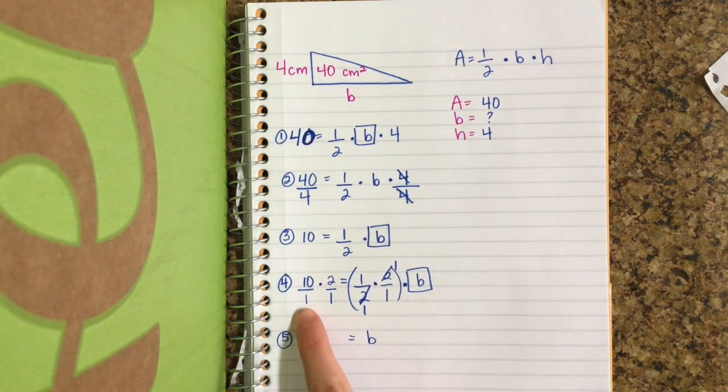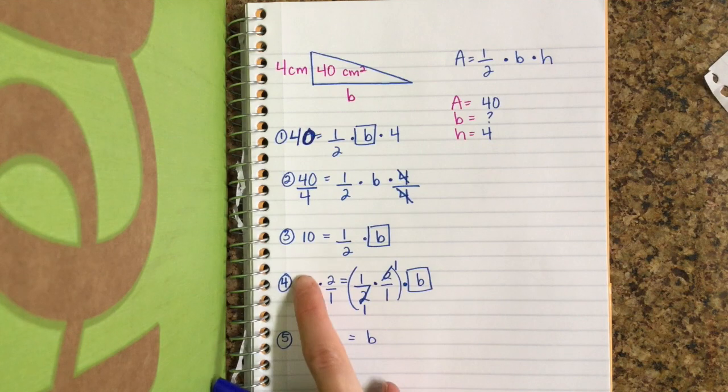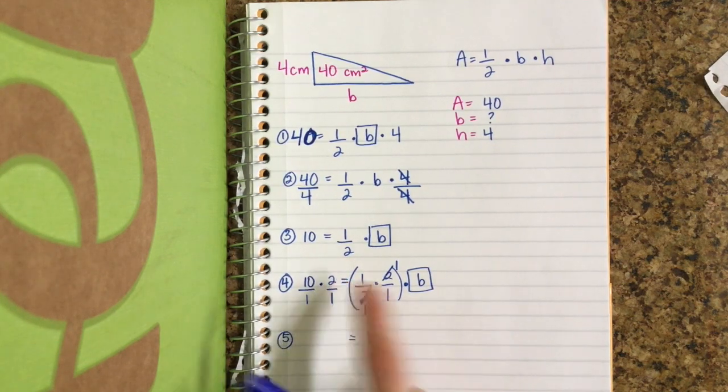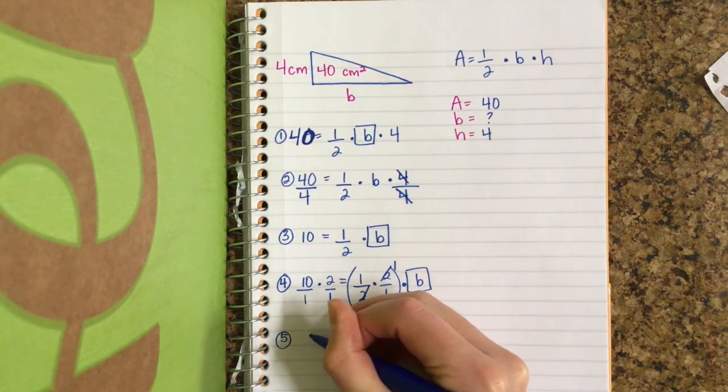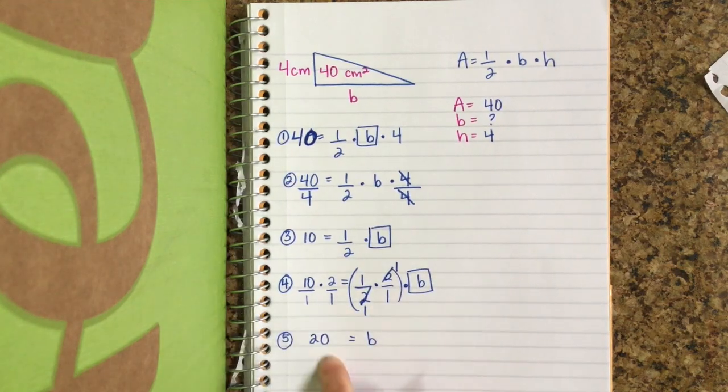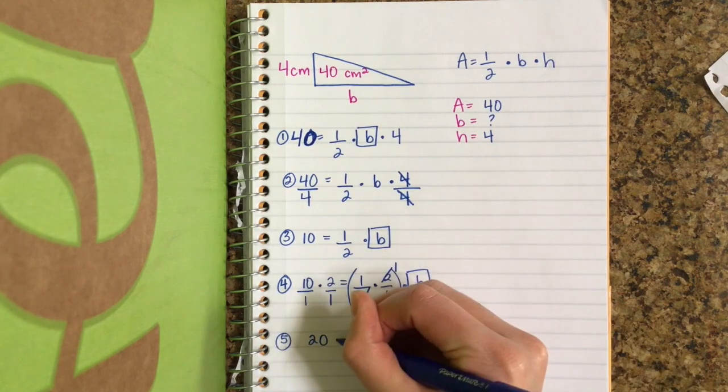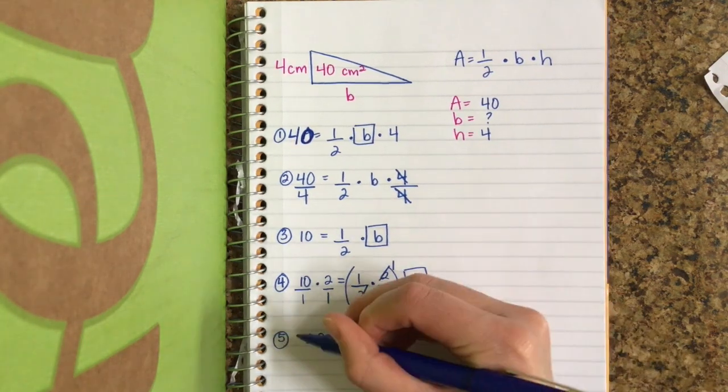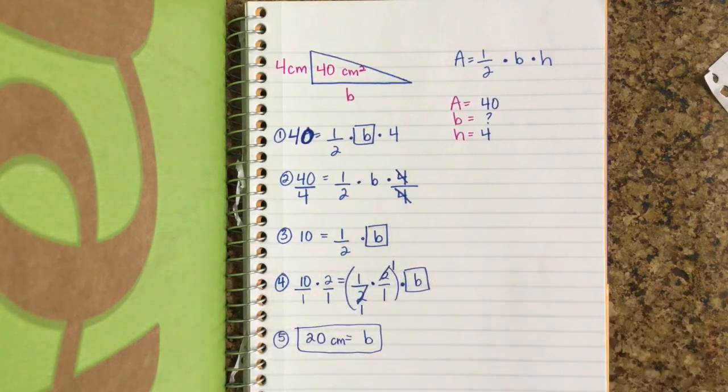So if we look up here, we are multiplying fractions. You multiply right across, so 10 times 2, we would get 20. 1 times 1, we would get over 1, but any number over 1 is itself. So we're left with 20. Then we need our units of centimeters, and we have found our base for this triangle.